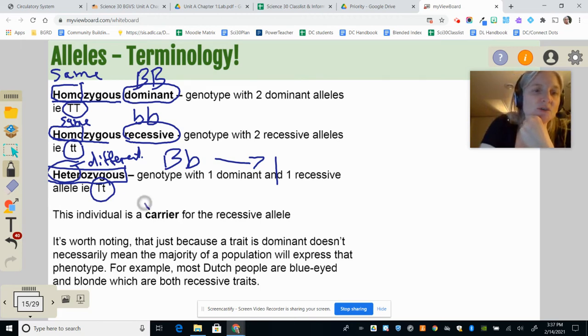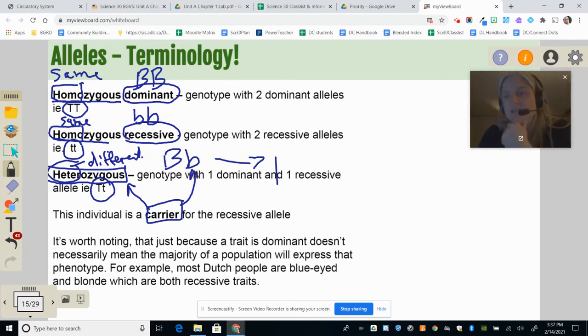Now, these individuals here, these heterozygous individuals, are called carriers because they have one of the recessive alleles in their cells. So they're able to pass on this recessive allele to their offspring. They'll never show it during their own lifetime, but they could pass it on to their offspring. And their offspring might show it, depending on what is the combination. So they're called a carrier of the recessive allele.